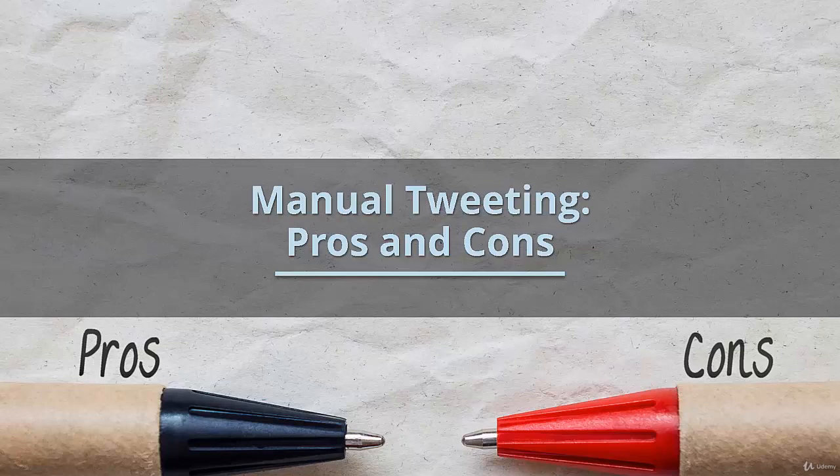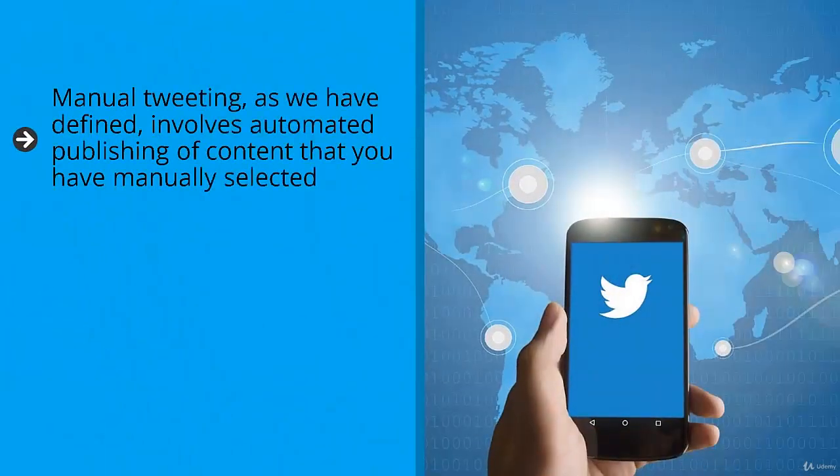Manual tweeting, pros and cons. Manual tweeting, as we have defined, involves automated publishing of content that you have manually selected. This is content that you have curated. The publication is automated, but your engagement is manual.